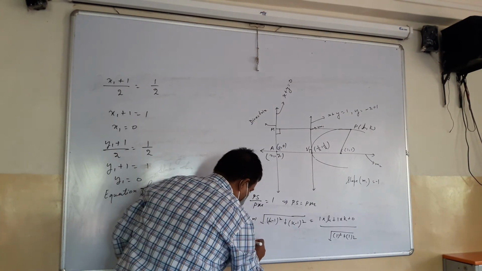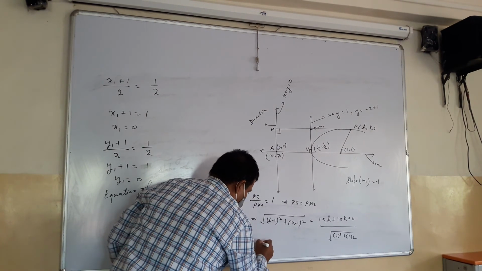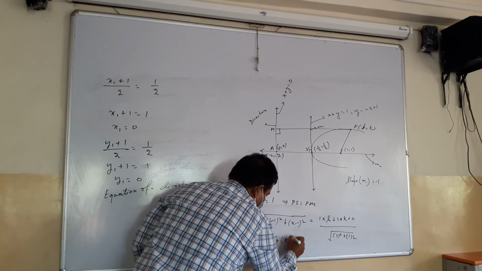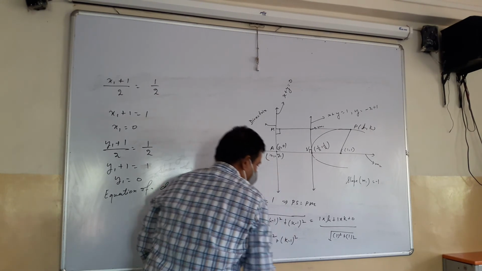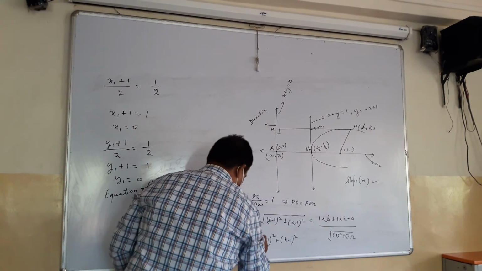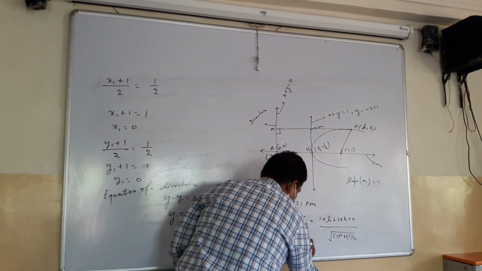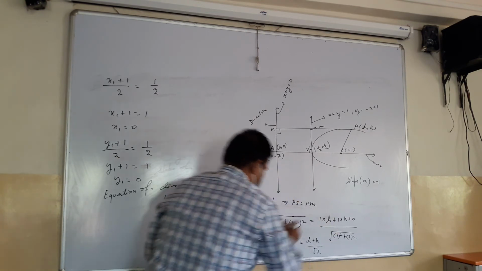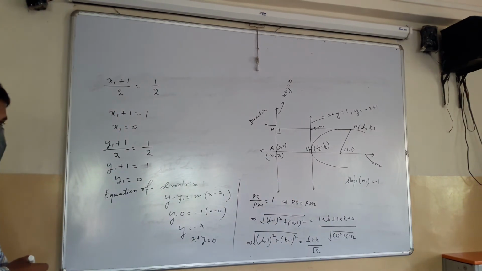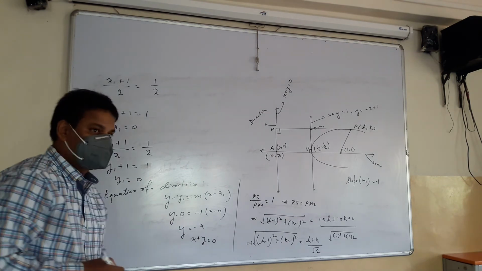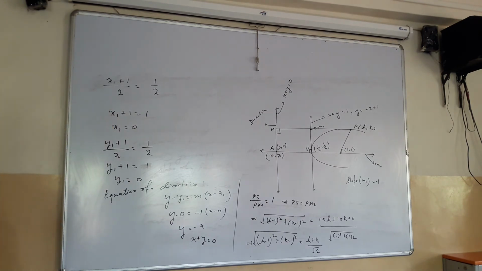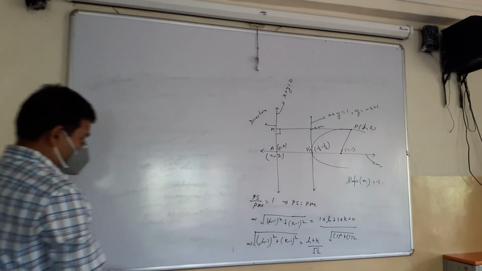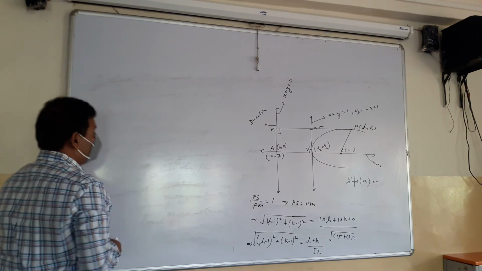So squaring both sides: h minus 1 whole square plus k minus 1 whole square. Or if you want to write one more step, you can write here h plus k divided by root 2. Clear? Any doubt? Squaring both sides.